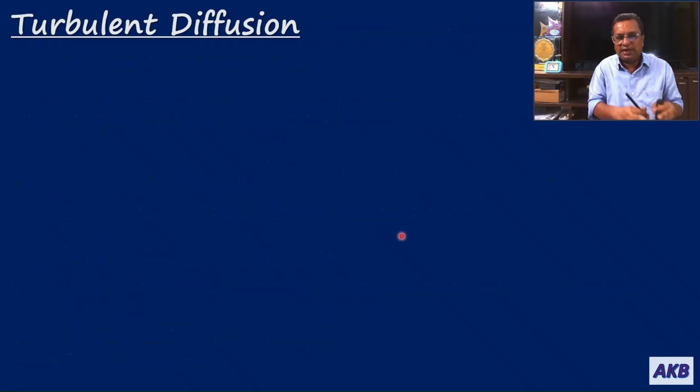So right now we understood the limitations of molecular diffusion, and why there is a need for turbulent diffusion, why there is a need for creating turbulence during mass transfer operations. Now let us understand what is turbulent diffusion.